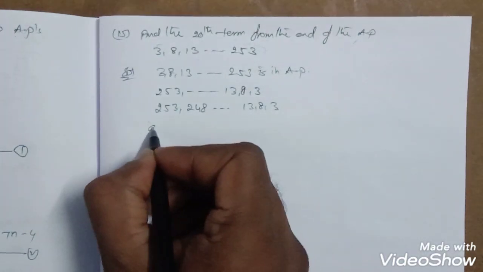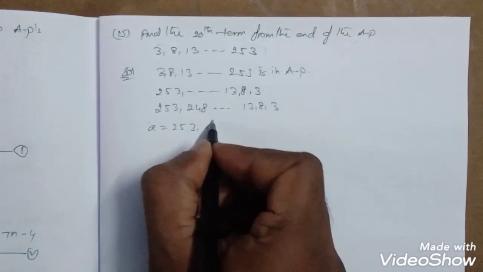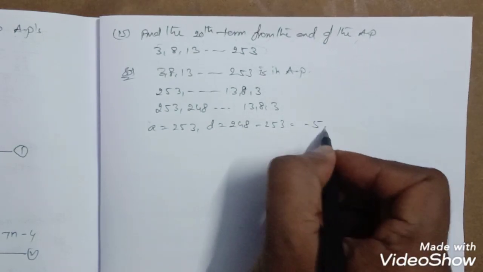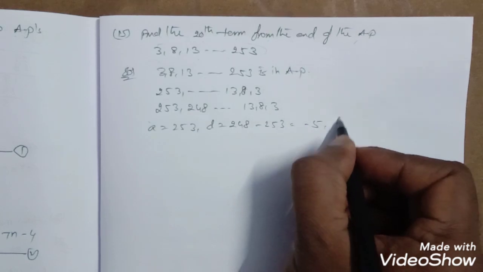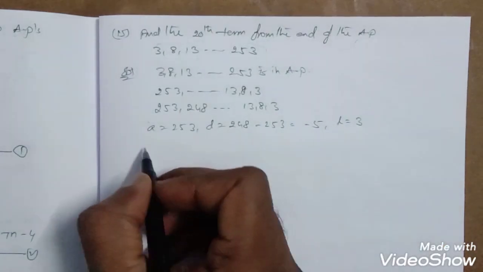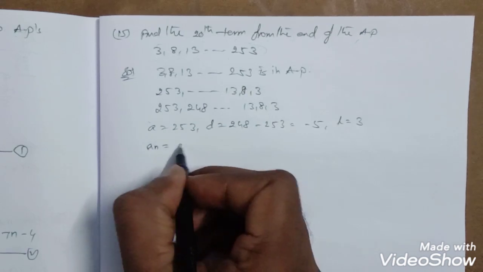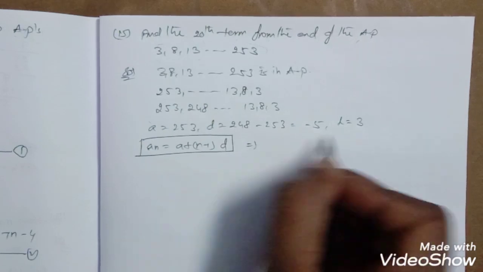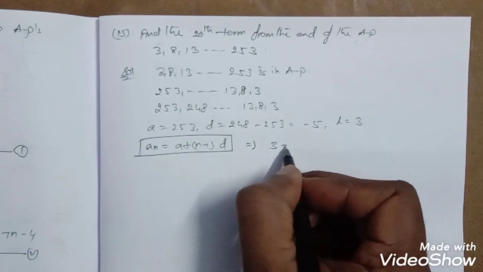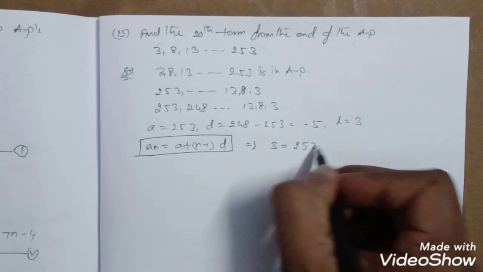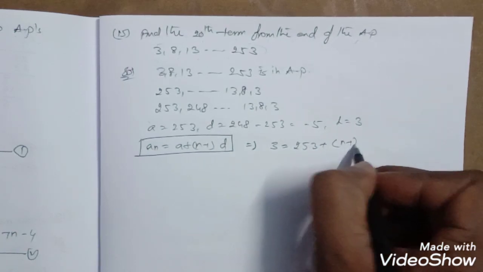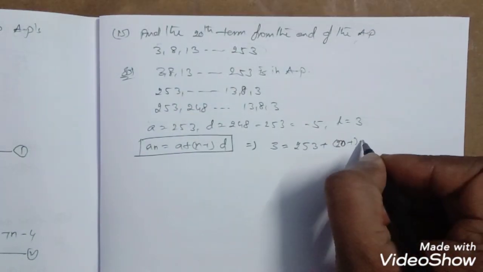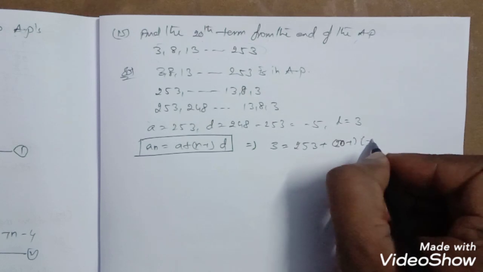Now what is the first term here? Say a is equal to 253 and d is nothing but 248 minus 253, which is minus 5. And next, what is the last term? The last term is given as 3. Now substitute in your formula, an is equal to a plus n minus 1 into d. In this formula, if I substitute, L, the last term, that is 3, is equal to the a value, 253, plus n minus 1 into d. n is the 28th term, that is 28 minus 1, into d. The d value is minus 5.